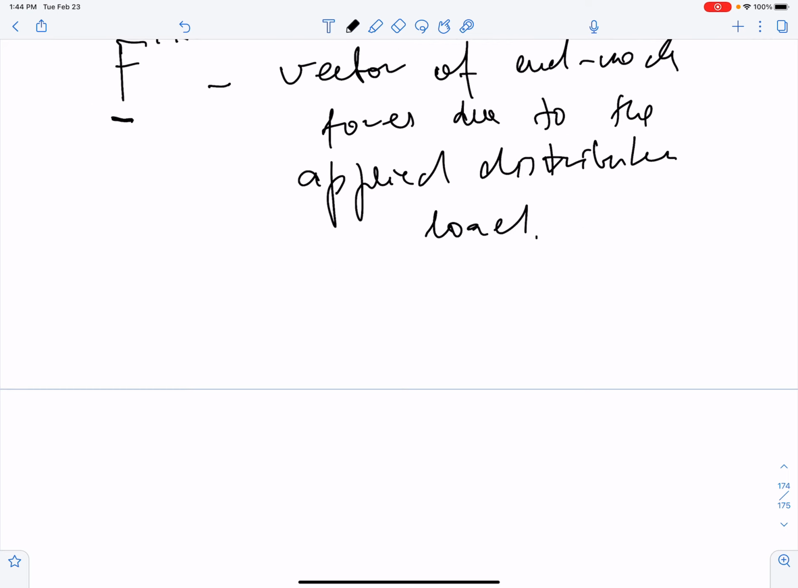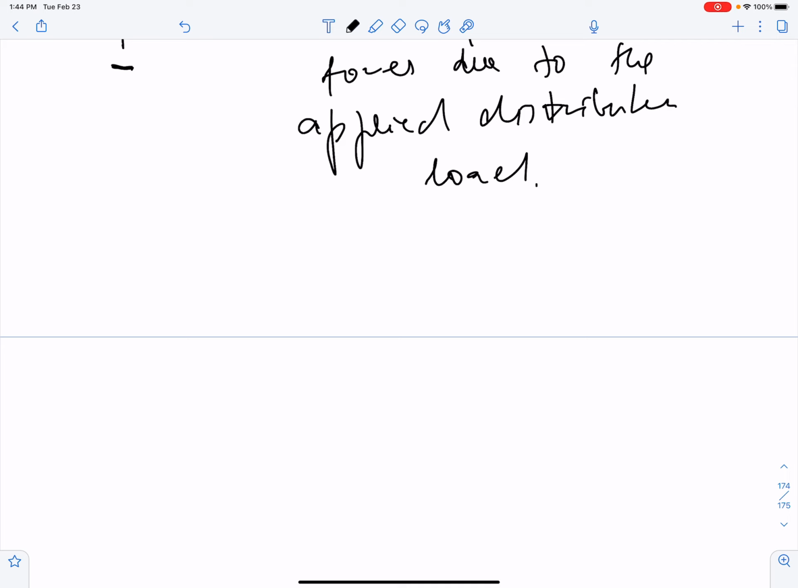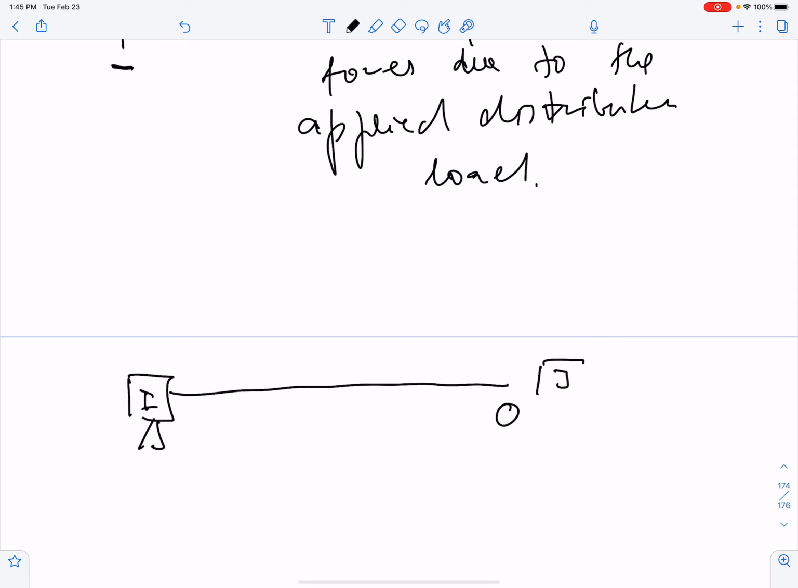And so now, let's have a combination of the two, okay? So supposedly you have this element, we'll put node I here, right? Put this guy on a pin, okay? Put this guy on a roller, this is J. And then I have a distributed load like this.